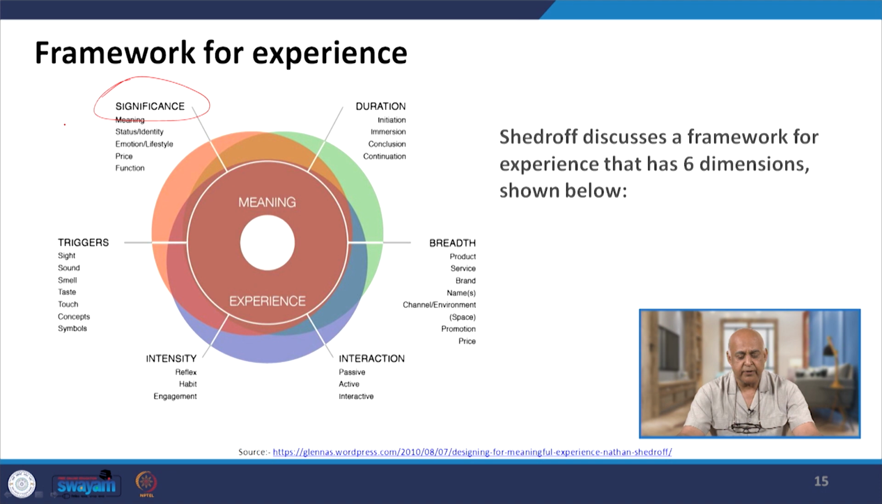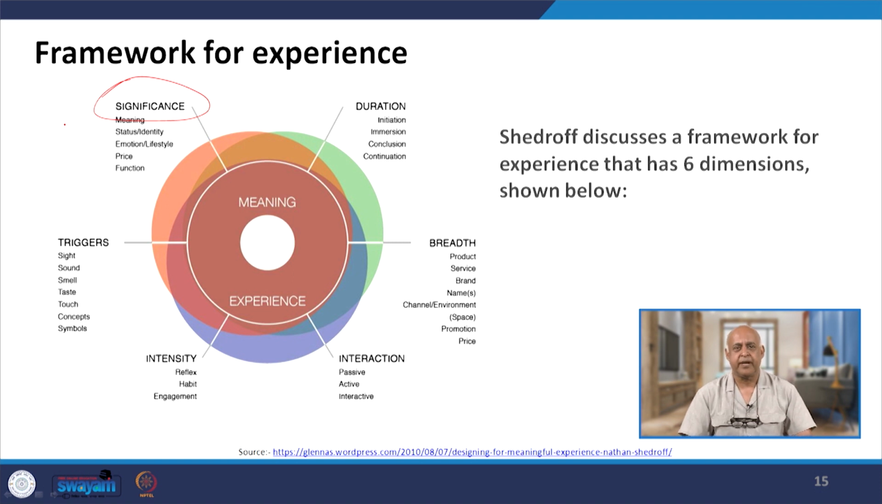Now, when we are talking about the duration, naturally in the job we talk about the initiation, then the immersion, then the conclusion and the continuation. So, whenever we are talking about the initiation of a job, then it is important what the immersion is, and finally how he is concluding and then the continuation of his job. That is about the duration of the job.